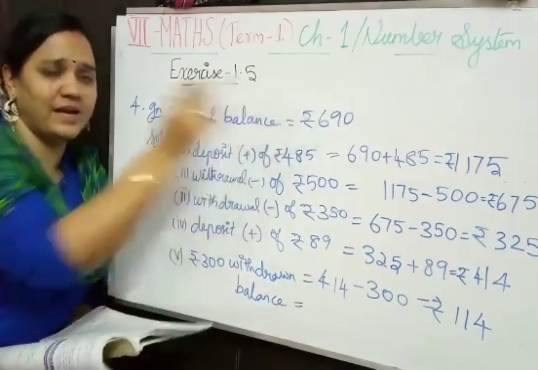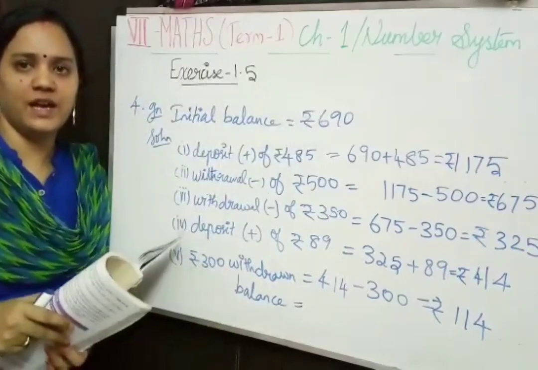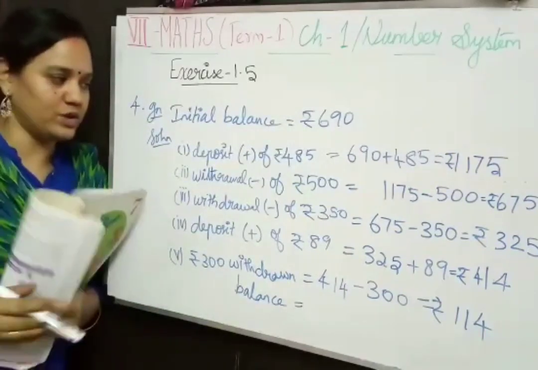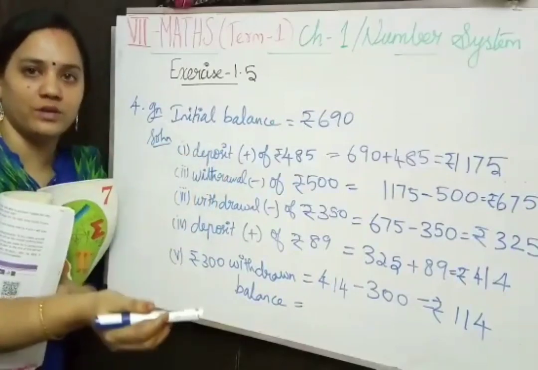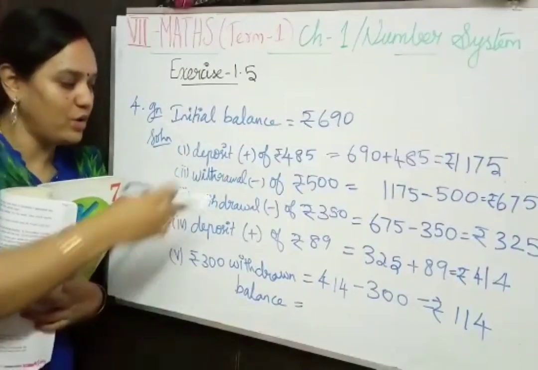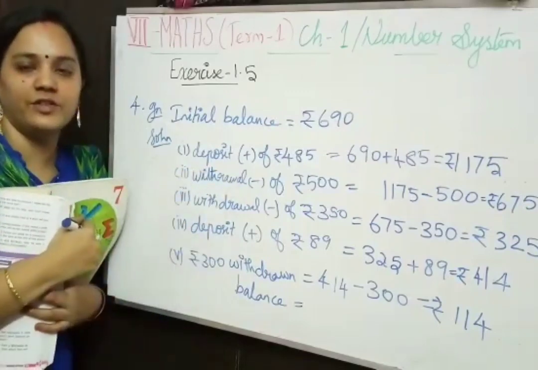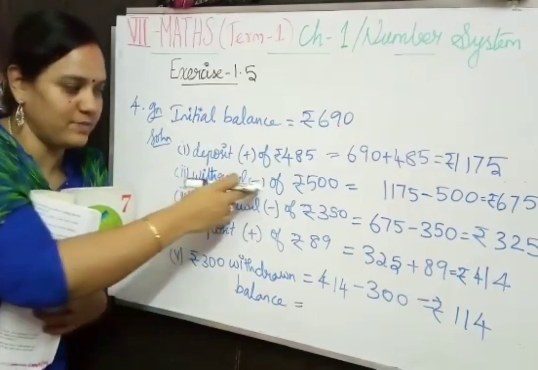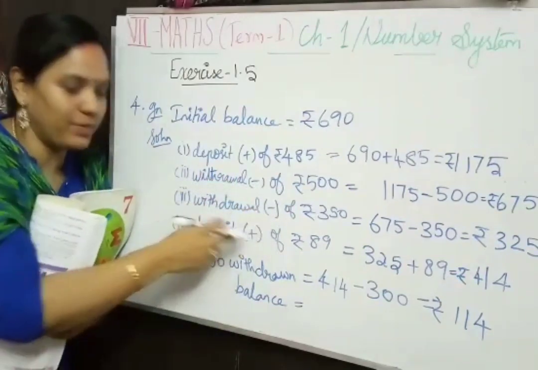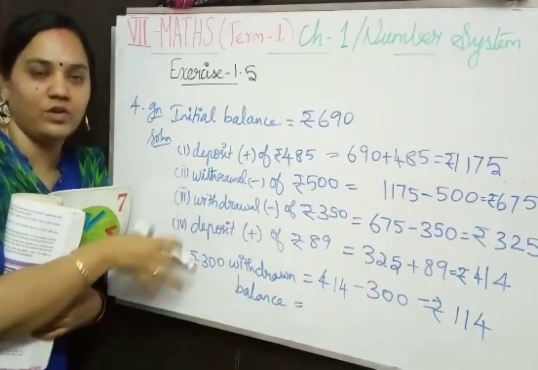So first, the initial balance is 690 rupees. Initially he has 690 rupees in his account. Whenever we have a deposit, we have to add. Deposit means putting money in; when we put money in, it gets added to our account. Withdrawal means taking money out; when we take it out, it reduces from our account. That is minus. Okay, withdrawal means minus, deposit means plus. So using that we are going to do this problem.